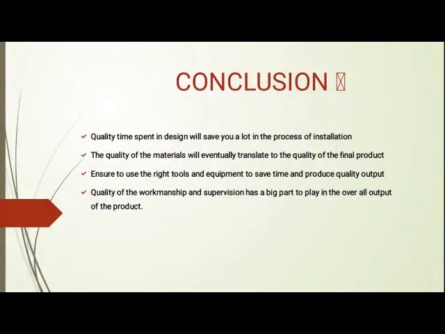So lastly, as I close, in this process of production planning and quality control, there are 4 points I need us to take note of. The first is quality time spent in design will save you a lot in the process of installation. Secondly, the quality of materials will eventually translate to the quality of the final product. Thirdly, we must ensure we use the right tools and equipment to save our time and then produce quality output. And then lastly, quality of the workmanship and supervision has a very big part to play on the overall output of our product. So now we come to the end of this section.